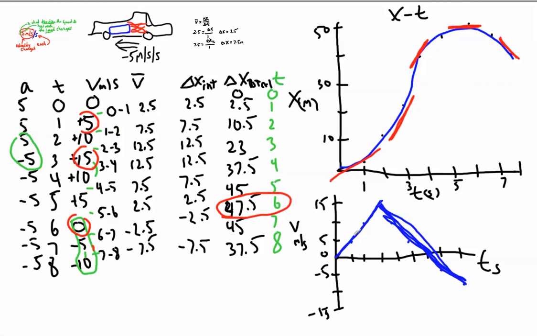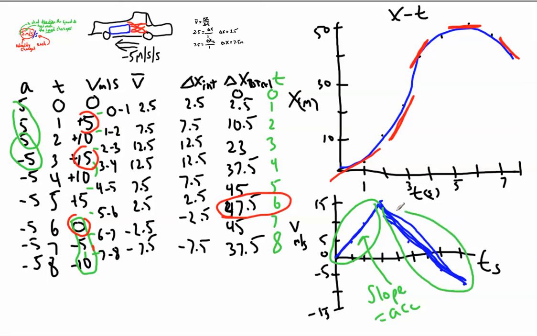Now, as messy as that is, I hope you can see that this is a straight line segment and this is a straight line segment. And actually, those straight line segments tell us something because the slope of these graphs equals the acceleration. And so you'll notice there is a constant acceleration here of +5 and a constant acceleration here of -5.